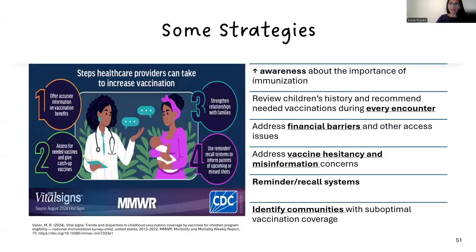So how do we fill those gaps? How do we make sure that we continue to protect everybody? One strategy would be to increase awareness. We need to get this information out by talking about the vaccine, its importance, what the disease can cause, what this infection can do, and the complications it can cause.